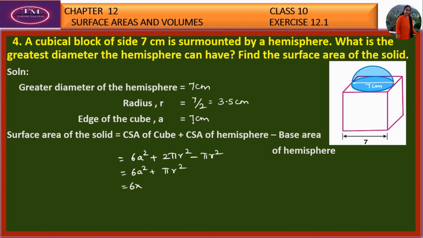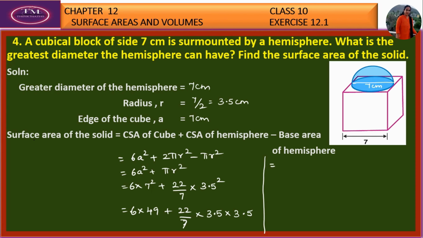So 6 into what is a? It is 7. So 7 square plus pi is 22 by 7. If it is not given, use the value of 22 by 7, into r square. What is r? It is 3.5. So 3.5 whole square. So 6 into 7 square, which is 49, plus 22 by 7 into 3.5 whole square, which is 3.5 into 3.5. Now calculating 6 into 49: 6 nines are 54, balance 5, 6 fours are 24, 24 plus 5 is 29. Plus here we can cancel 3.5 and 7. 1 sevens are 7, 5 sevens are 35, but it is 3.5, so it is 0.5. Now it is 22 into 0.5 into 3.5.